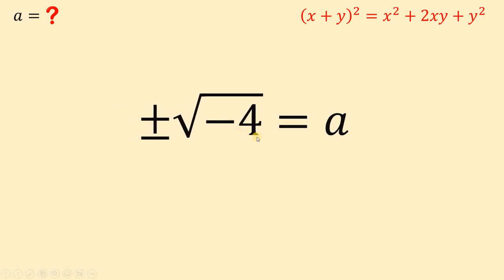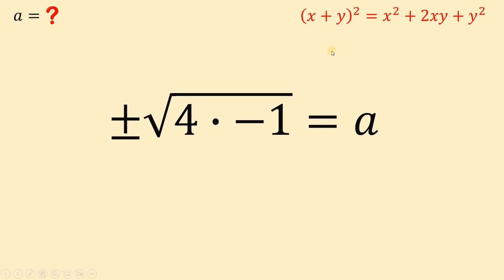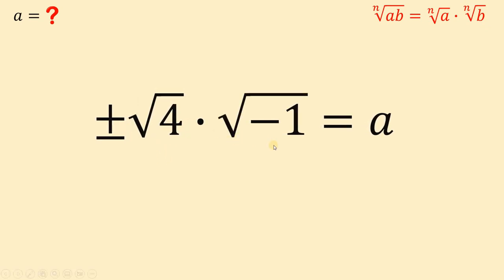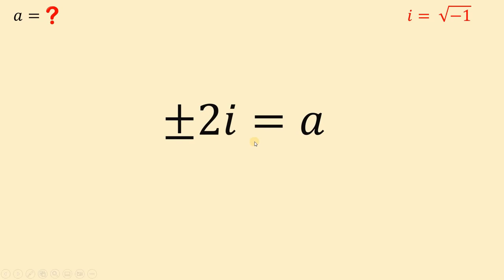And the square root of negative 4, take note this is an imaginary number. Because negative 4 can be factored as 4 times negative 1. And if we have the nth root of a times b, it is equivalent to the nth root of a times the nth root of b. So the left-hand side can be written as the square root of 4 times the square root of negative 1. Now, the square root of 4 is very easy. This is just 2. And the square root of negative 1, take note that it is simply i, or the imaginary number. Therefore, the square root of negative 1 can be replaced with i.